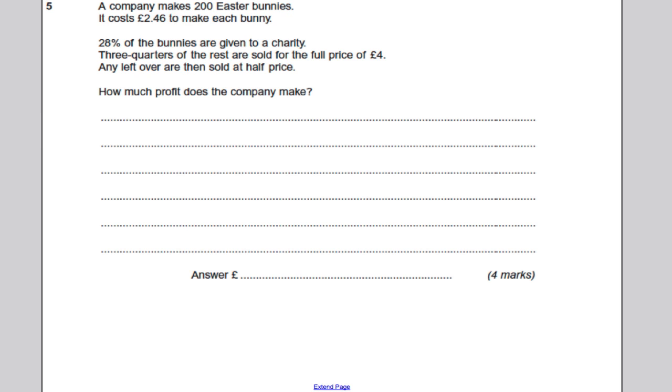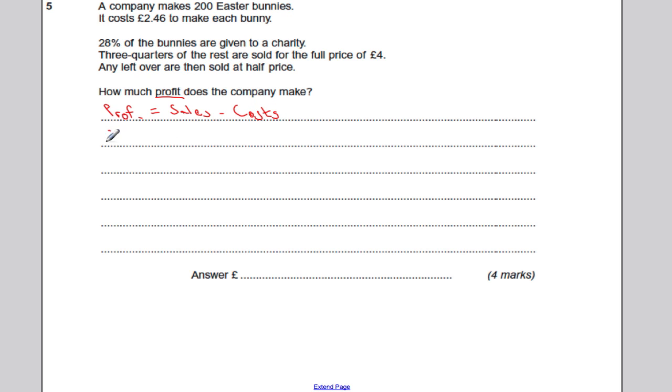Moving on. A company makes 200 Easter bunnies. It costs £2.46 to make each bunny. 28% are given to charity. 3/4 of the rest are sold for full price, and any left over are then sold at half price. How much profit? So again, it's similar to the last paper. I'm just reminding you, profit is equal to the sales minus the costs.